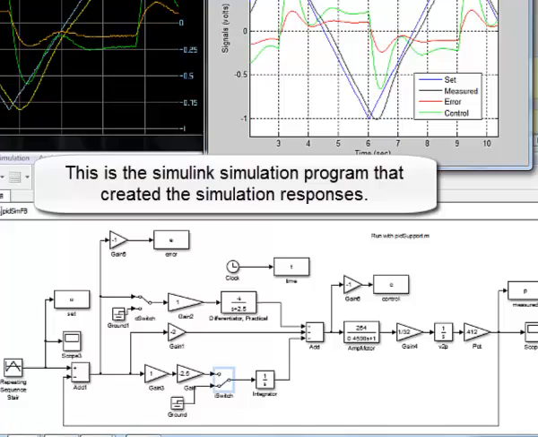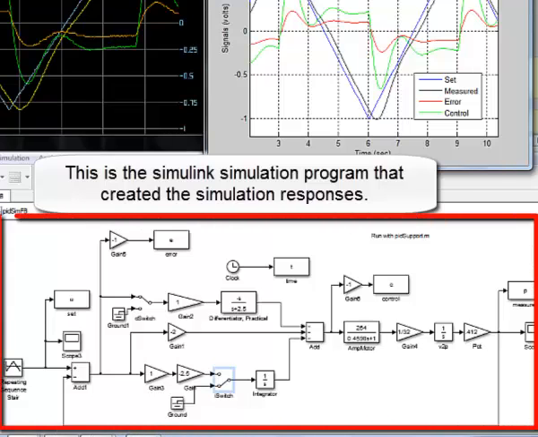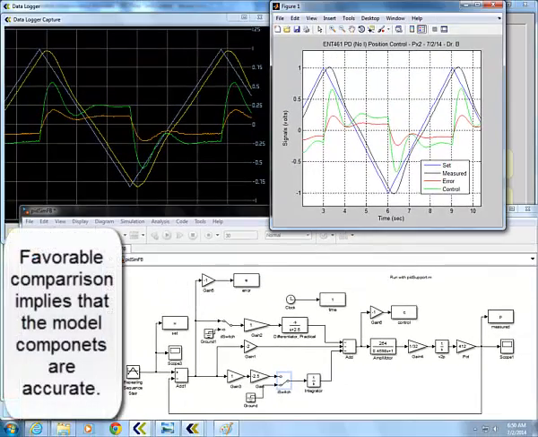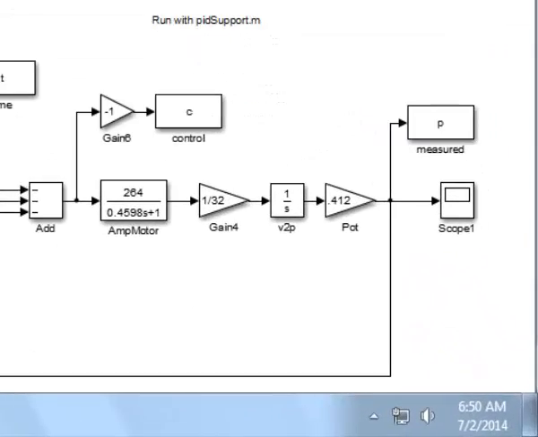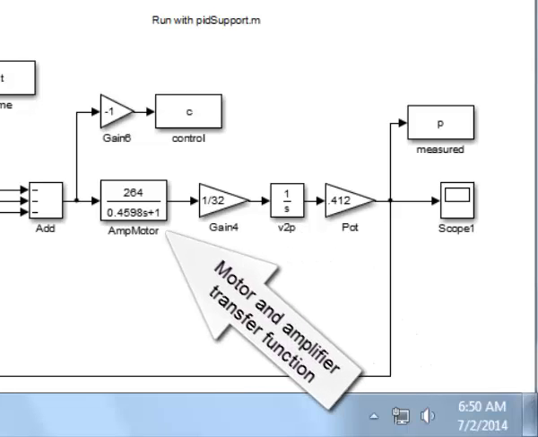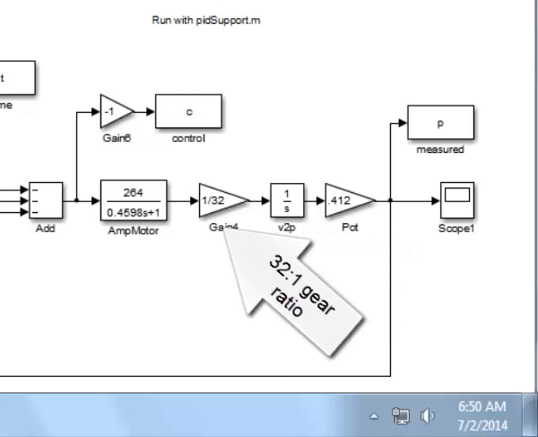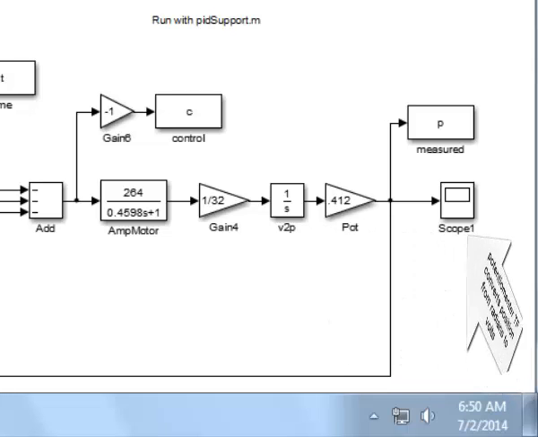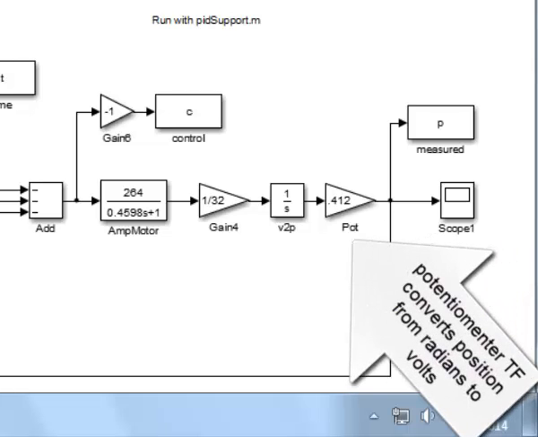This is the Simulink simulation program that created the simulation responses. Favorable comparison implies that the model components must be accurate. That's the motor and amplifier transfer function. And that's the 32:1 gear ratio. It's the integrator that converts angular speed to position. And the potentiometer transfer function converts position from radians to volts.